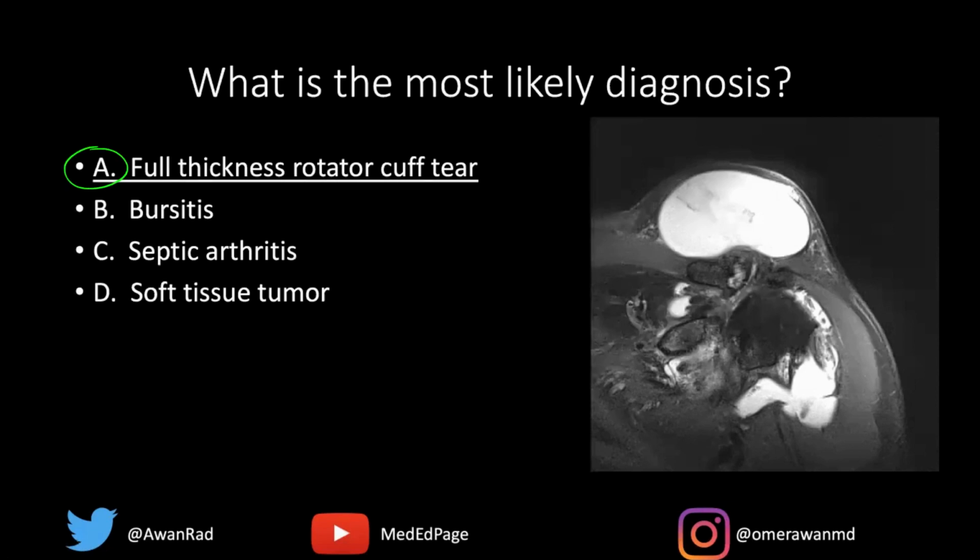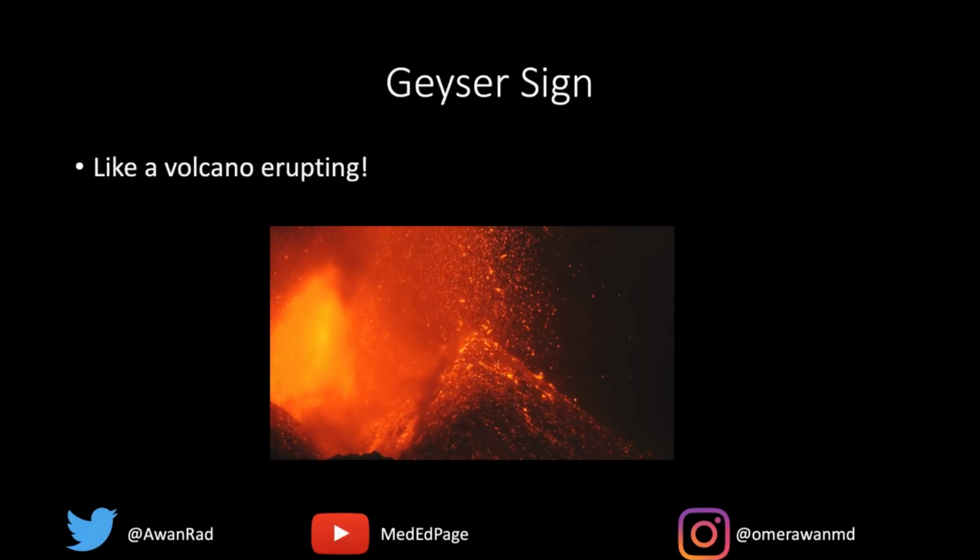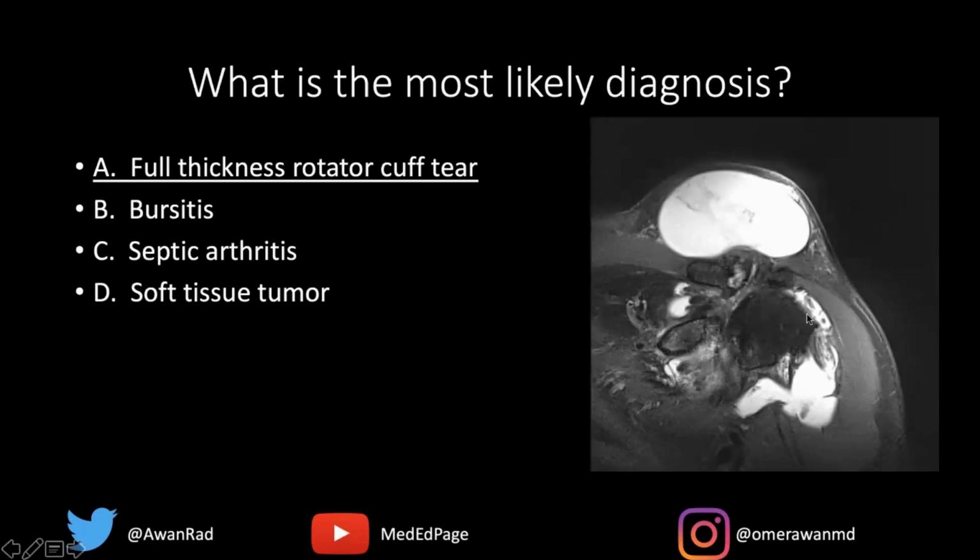And this is actually an important sign in radiology. This is known as the geyser sign. Have you guys heard of the geyser sign? Geyser. It's like a volcano erupting, and you get all this fluid that sort of erupts just in the supraclavicular space here. And it can be dramatic.